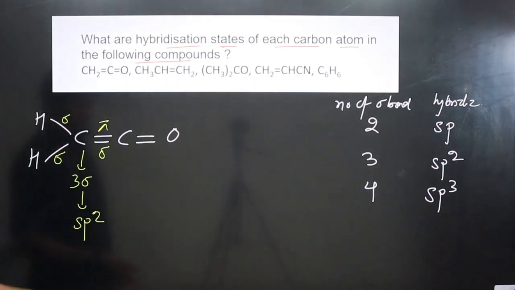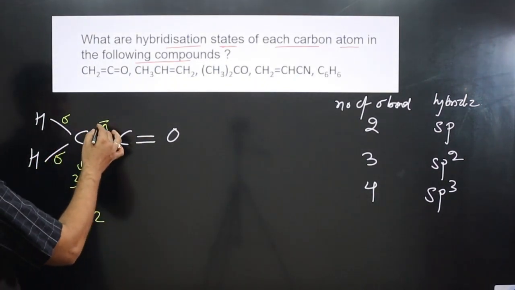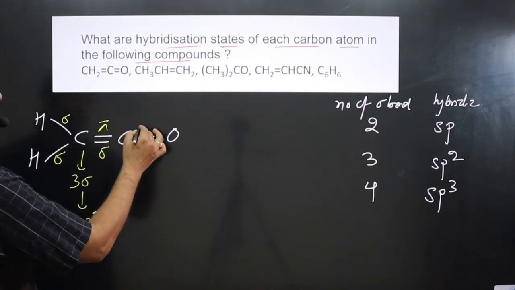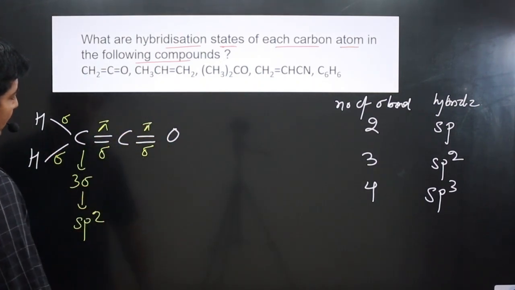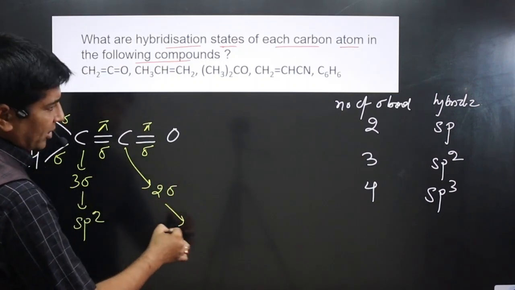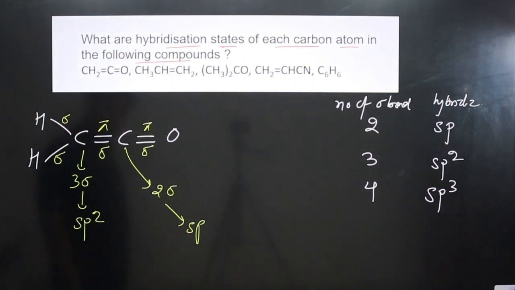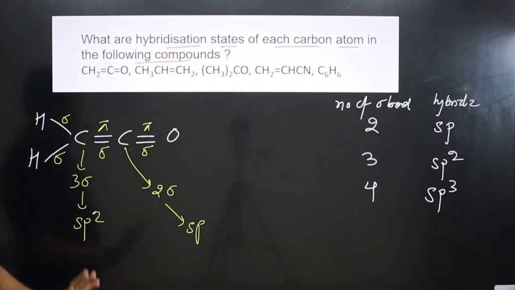Similarly, we can calculate the number of sigma bonds formed by this carbon. Now you can see a pi bond and a sigma bond, and on this side a pi bond, and it is also a sigma bond. So this carbon is forming how many sigma bonds? 2 sigma bonds, and based on this information it is sp hybridized. Okay, first carbon sp2, second carbon sp.